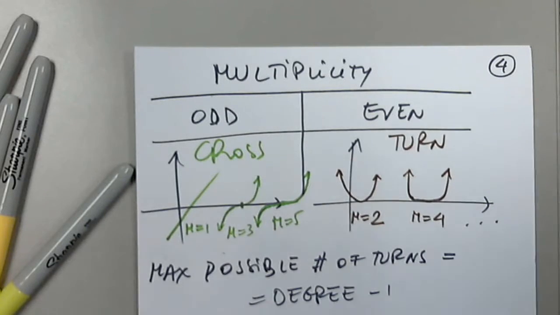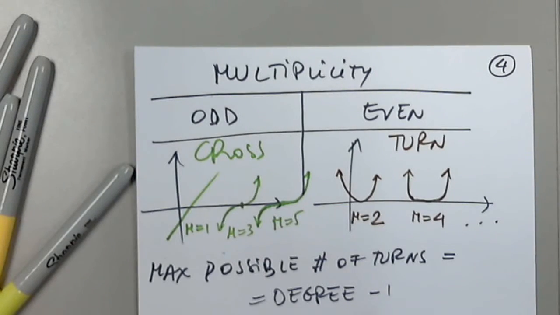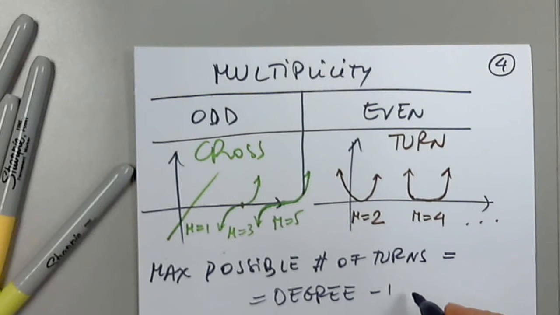What is the maximum possible number of turns that this function can have? 2. How many does it have? None. So it doesn't have to turn twice, but it cannot turn more than twice. Okay? Now, in our case, this function has degree 3, as you already told me. What is the maximum possible number of turns for this one?